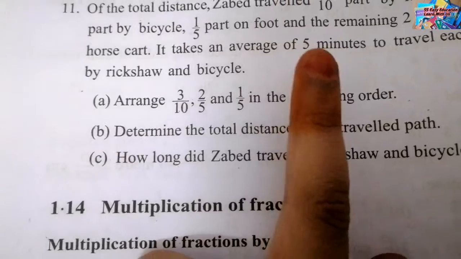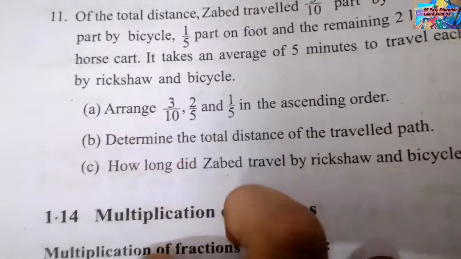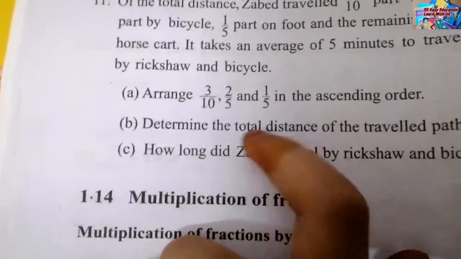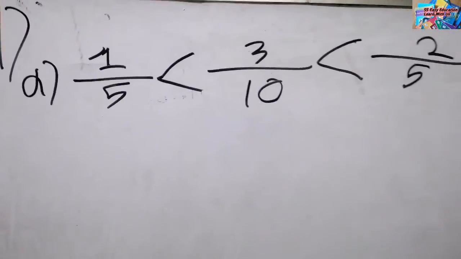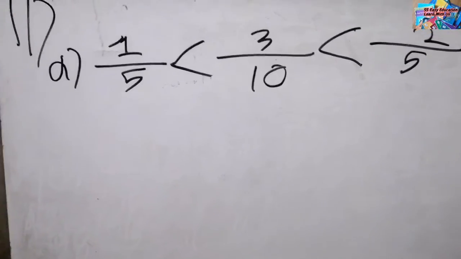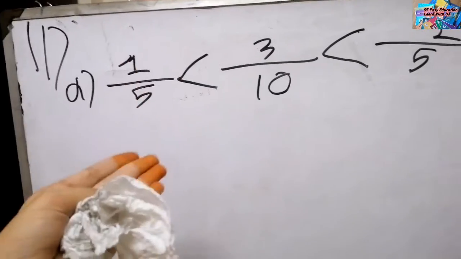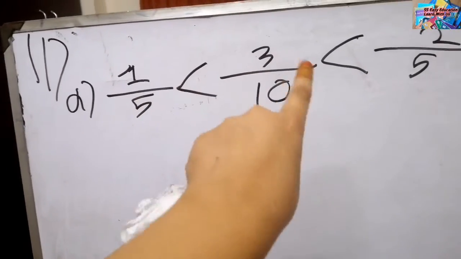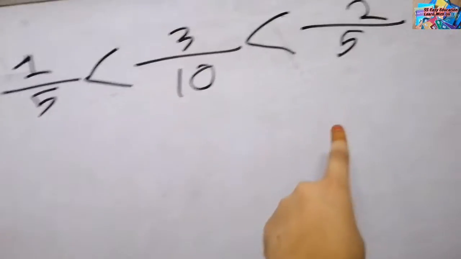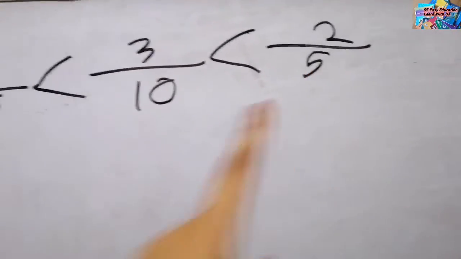Question A is: arrange 3 by 10, 2 by 5 and 1 by 5 in ascending order. So we know what ascending order is, don't we? Yes, we know. So this is the answer. Look, I've done it really quickly. 1 by 5 is the smallest, the bigger one is 3 by 10, then the biggest one is 2 by 5. Okay, everyone, so now let's do number B.